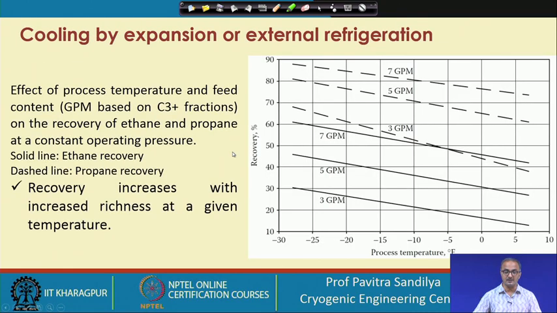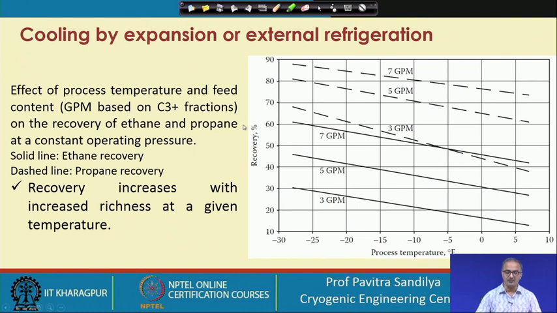So, first let us start with the one which is more common, and this is the cooling by expansion or external refrigeration. Now, we have learned in our earlier lectures how cooling can be brought about by using expansion. That is the one we have studied, that we could use a turbo expander or we can use the Joule-Thomson effect. All these principles which we learned earlier will now be used here for the recovery of the natural gas liquids, and in this case it is the ethane recovery we are concerned about.